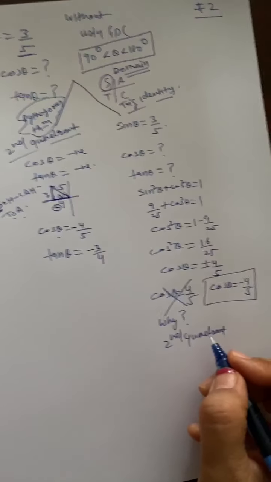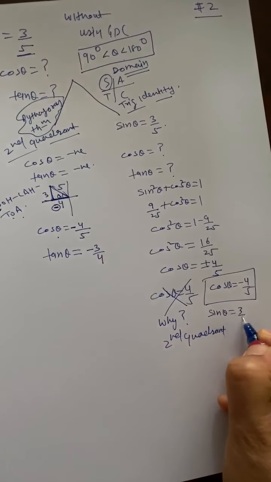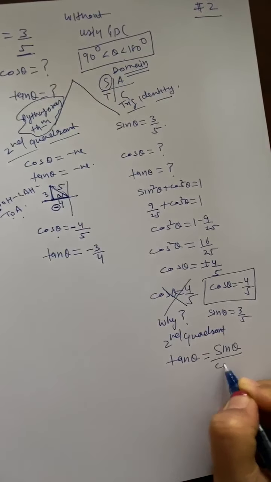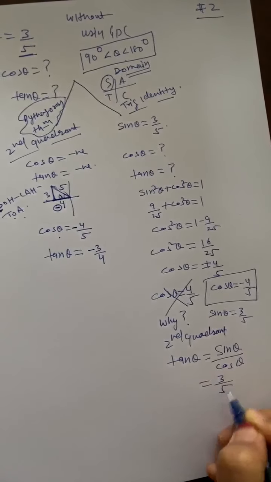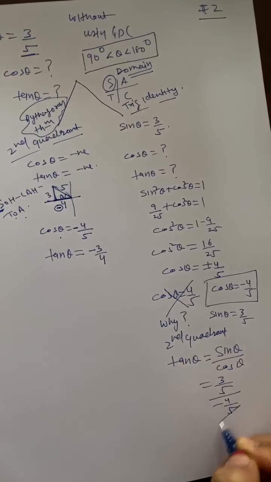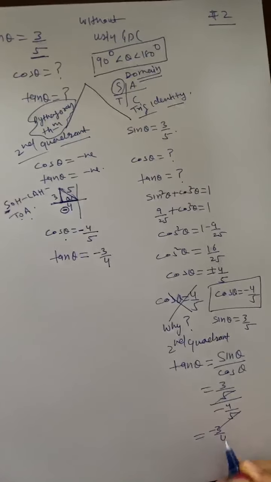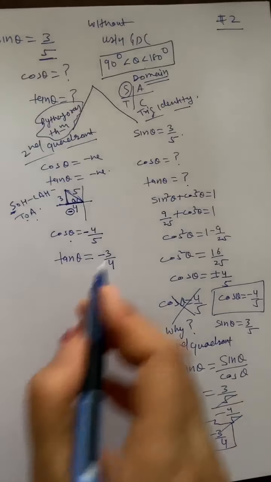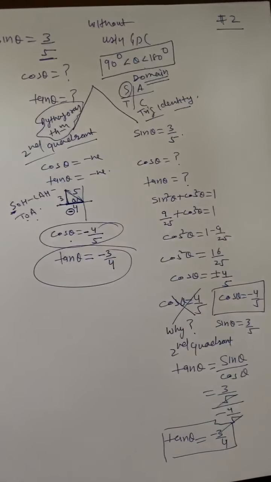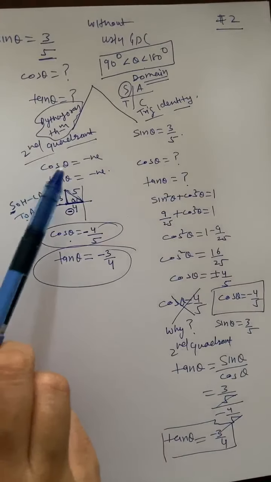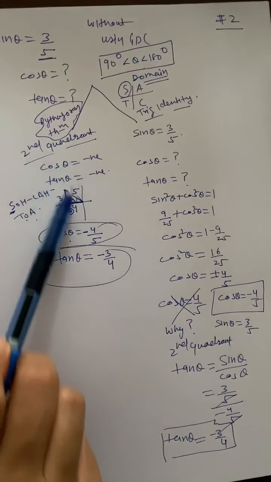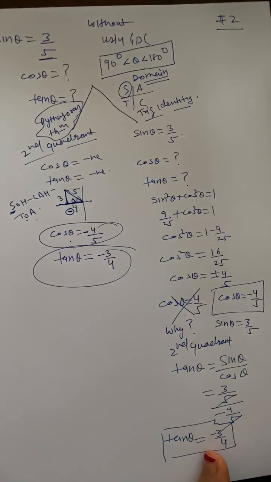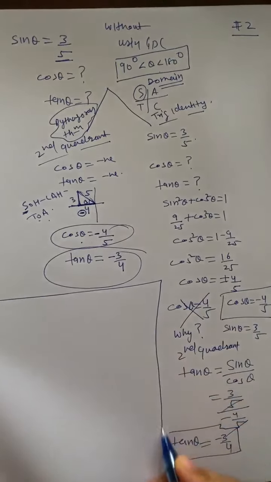So once you have sine theta and cos theta, because sine theta was already given, I can also use another trig identity, which is tan theta is equal to sine theta over cos theta. So this becomes 3 over 5 divided by negative 4 over 5. As you know, when the denominators are the same, we cancel them out. So that means tan theta is equal to negative 3 over 4. So you got exactly the same answer. Now it's up to you which method you want to use. I prefer to use the Pythagoras theorem because, as you can see, it's much shorter compared to this one. But as I said, it doesn't matter.